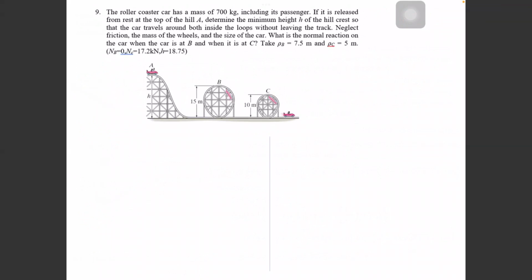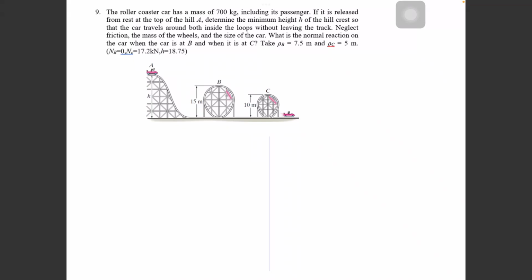Okay, we look into the, I think, last questions for tutorial 3. I just select a few questions, all right? Okay, let's say we have this roller coaster. Car has a mass of 700 kilogram, including its passenger. If it's released from rest at the top of the hill A, determine the minimum height of the hill so that the car travels around both inside the loops without leaving the track. Neglect friction, mass of the wheel, and size of the car. What is the normal reaction on the car when the car is at B, and what is it is at C? Okay, so take row B 7.5 and row C is 5 meter.